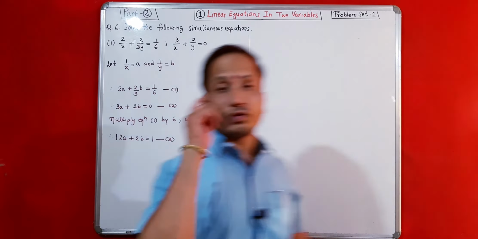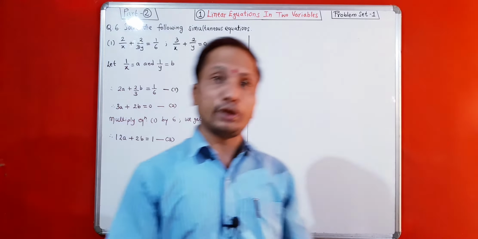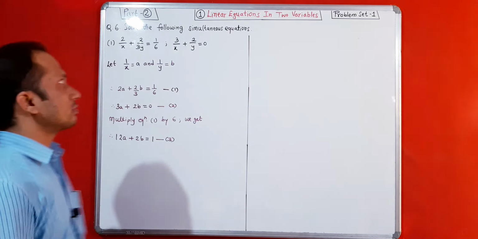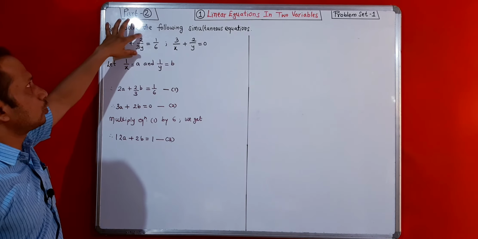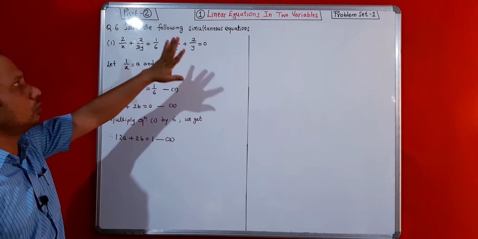We'll solve question number 6, in which we solve the following simultaneous equations. We have 15 minutes time, and we have to solve 5 equations, so a little fast we'll solve these questions. So 2 upon x plus 2 upon 3y is equal to 1 upon 6. 3 upon x plus 2 upon y is equal to 0.